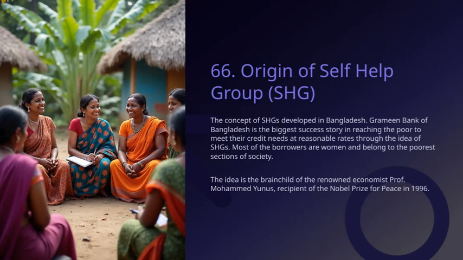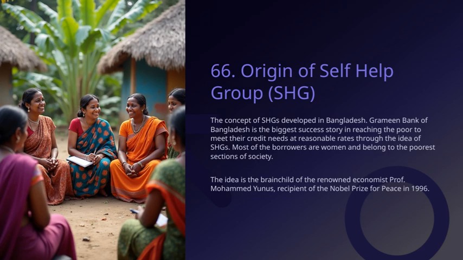The idea behind self-help groups, or SHGs, is actually the brainchild of the renowned economist Professor Mohammed Yunus. He's someone who received the Nobel Peace Prize in 1996, and his work has truly transformed how we think about development and financial inclusion. The concept of SHGs was developed in Bangladesh, where it became a powerful tool to reach the poorest communities. One of the most notable success stories from this approach is the Grameen Bank of Bangladesh. It's widely recognized as the biggest success in providing credit to those who need it most, especially the poor.